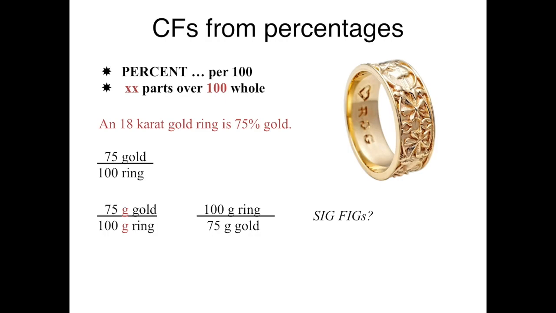Let's talk about sig figs in here. 75% gold means that you have only two significant figures here. The 100 is never considered in counting sig figs.